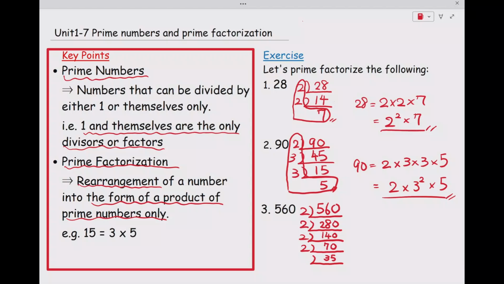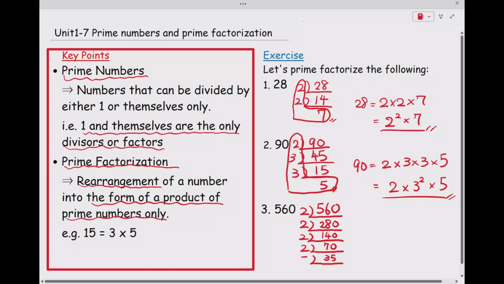What can divide 35? Remember, a number is divisible by 5 if it ends in 5 or 0. 35 ends in 5. And therefore, we know that 35 is divisible by 5. So, let's divide it by 5. And you get 7. 7 is a prime number, so we stop here.